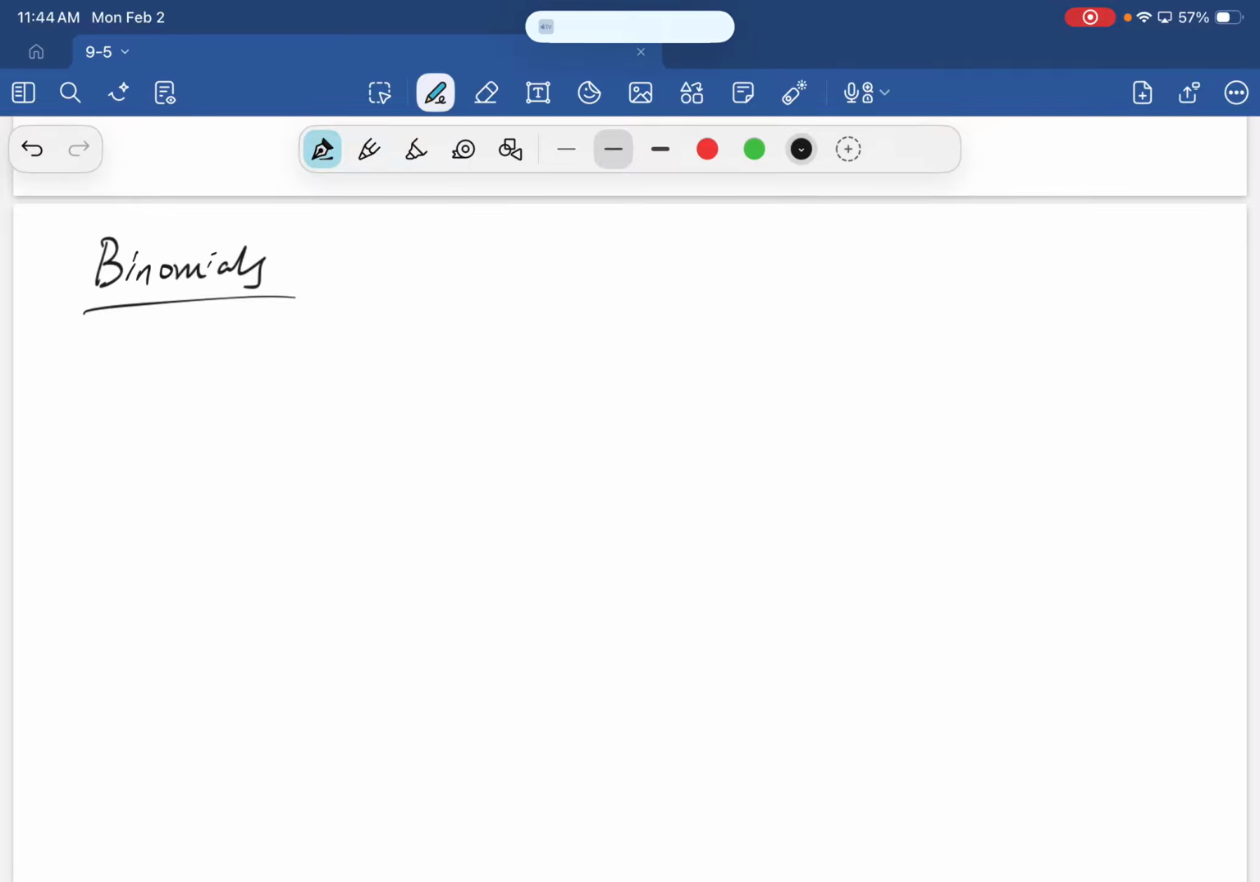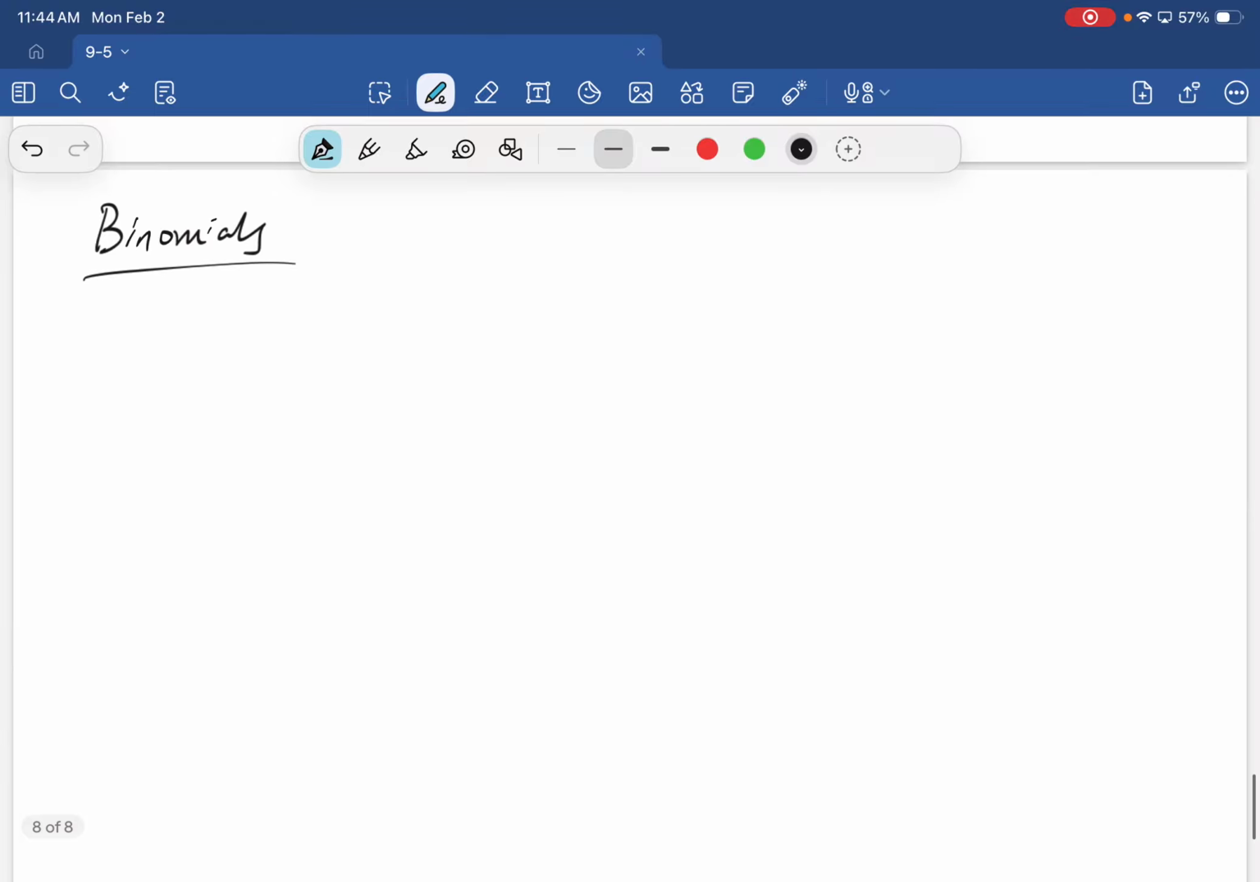7, 6, 5 over 3, 2, 1. Okay. And then here, once again, we don't want to multiply. We want to cancel before we do any multiplication. And so we notice that on the bottom, 3 and 2 cancel out with a 6. And so we're just left with 35.